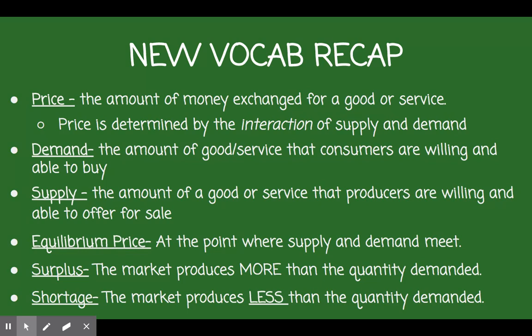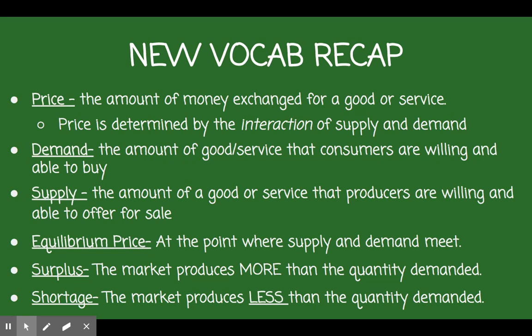Supply is the amount of good or service that producers are willing and able to offer for sale. Now, where we as the buyers and the sellers come together and we are happy, that's our equilibrium price. The point where supply and demand meet on a graph, that's where the sellers are happy selling at that price point, buyers are happy buying at that price point, and where that meets, equilibrium price. That's our price. Surplus, the market produces way more quantity than the quantity demanded. They're making too much stuff. There's not enough people to buy it.